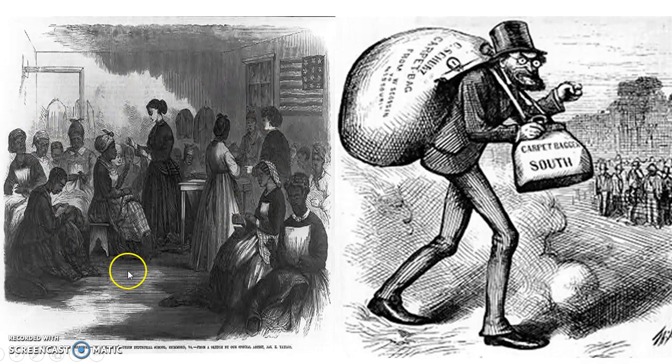And here's some pictures right here. The left-hand side shows a Freedmen's Bureau school. You notice that people in here are getting an education and learning a skill, learning a trade. Over in the right-hand corner right here, you have a carpetbagger. That's a picture of a carpetbagger. Looks like Abraham Lincoln, as you can tell by the stove-top hat.